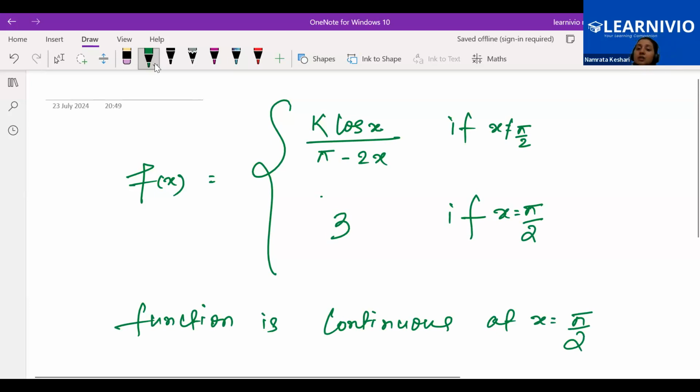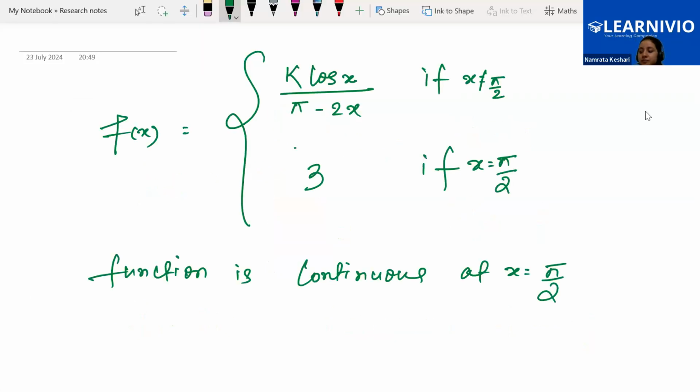It is already given in the question that the given function is continuous at pi by 2, and hence find the value of k from here. What can be done over here, Fatima? If it is continuous at pi by 2, you can equate them. The left hand limit, the right hand limit, and the function's value at pi by 2 all have to be the same, right?